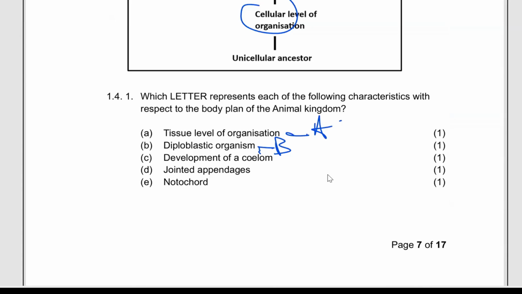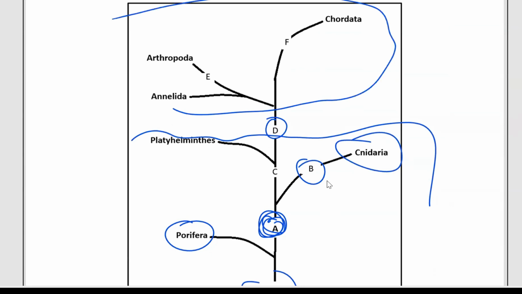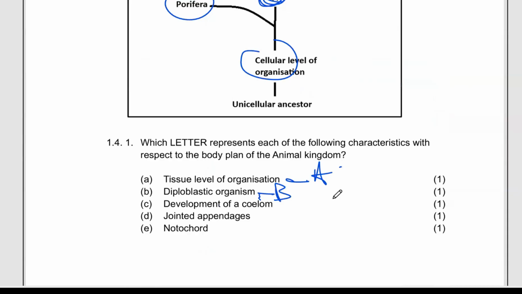And then they're saying the development of the coelom. All these ones before don't have a coelom. So it is D. All these organisms above, they have a coelom. So D is development of the what? Of a coelom. So the answer is D.